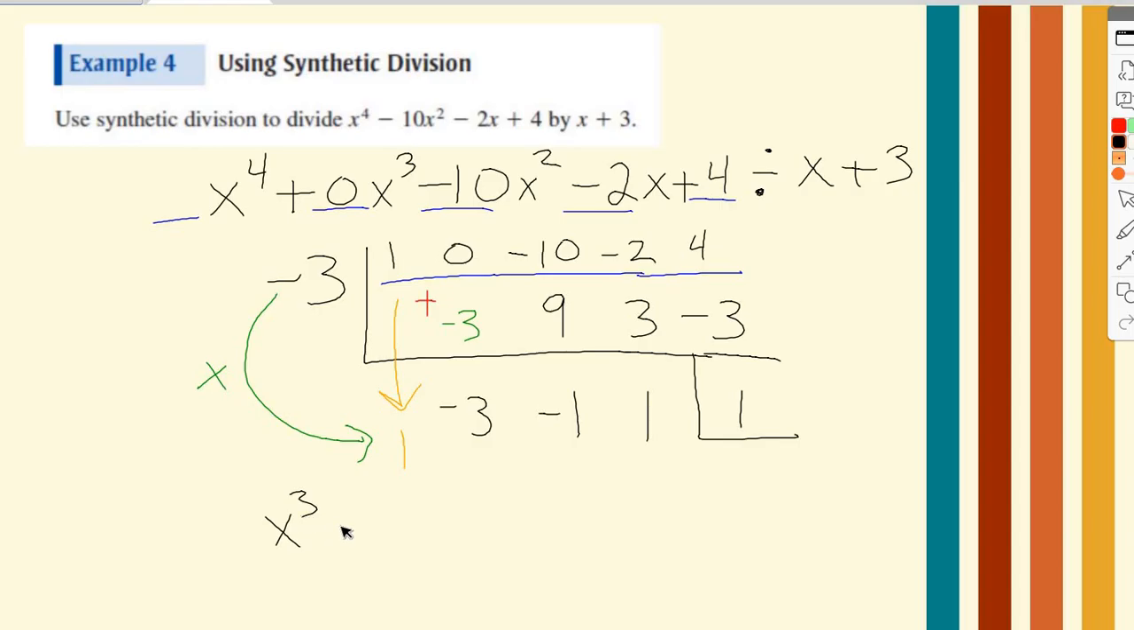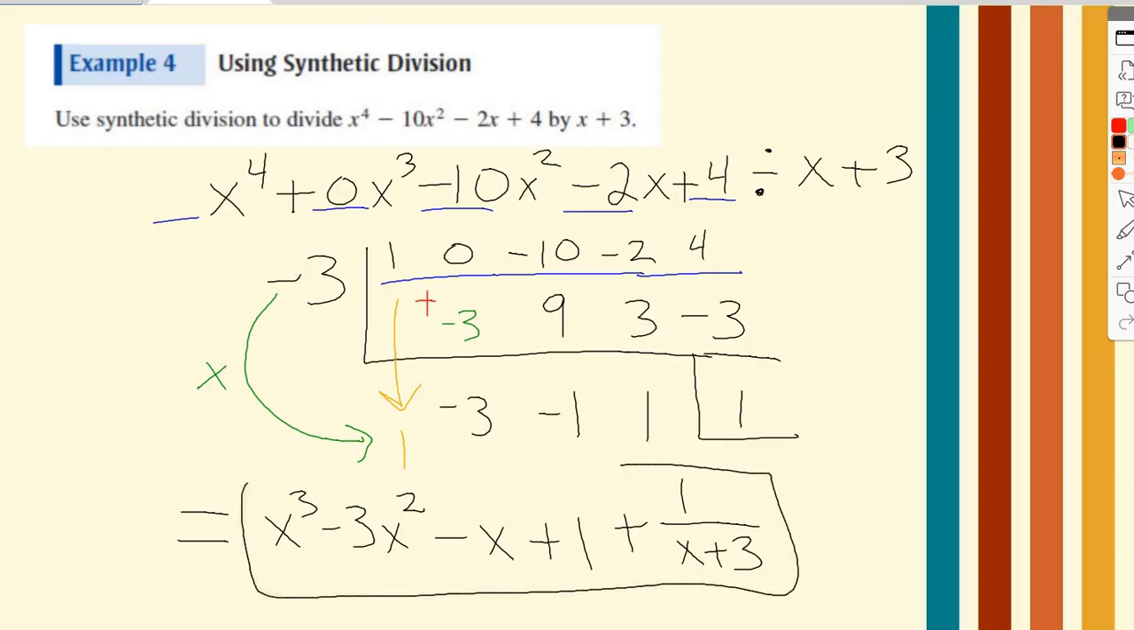So I have a -3. My next exponent going down would be 2. Then I have a -1. My next exponent would just be 1. Then I have my constant, which is 1. And then remember, just like we did before, I'm going to add my remainder over the original divisor. And that will be our answer.